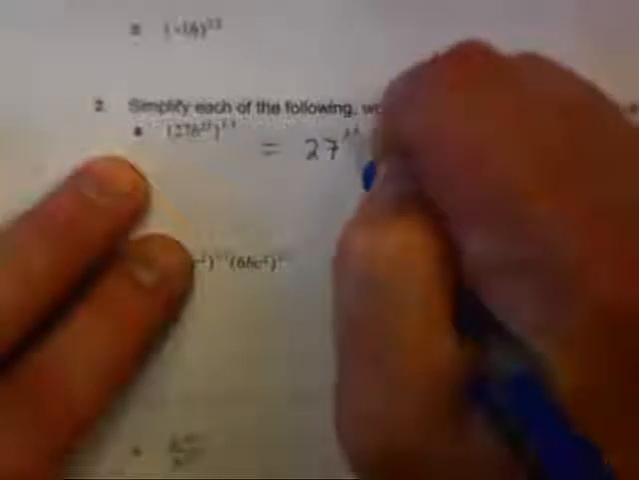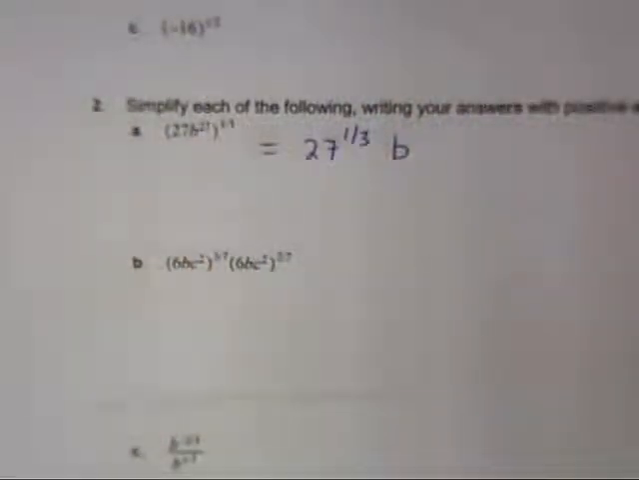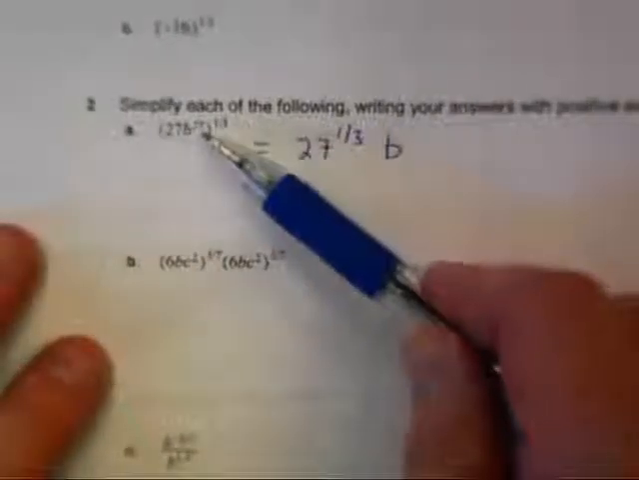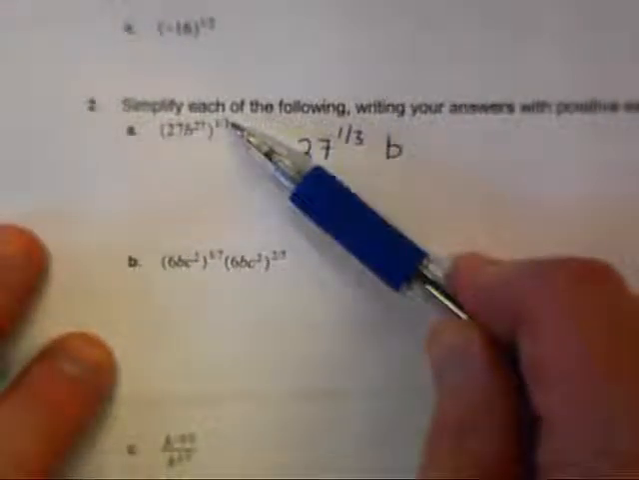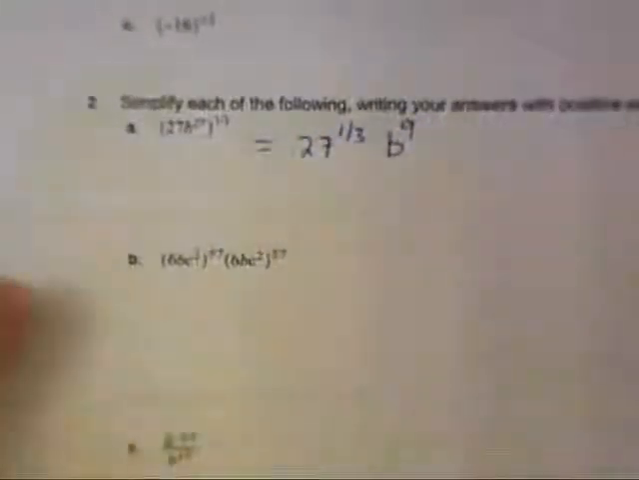So I'm going to have 27 to the 1/3, b to the, what would the power on b be? B to the 9th. Why b to the 9th? You multiply your powers. It doesn't matter that one of the powers is a fraction. When you have a power followed by another power, you multiply your powers. 27 times 1/3 is 9. Almost done. One more step.